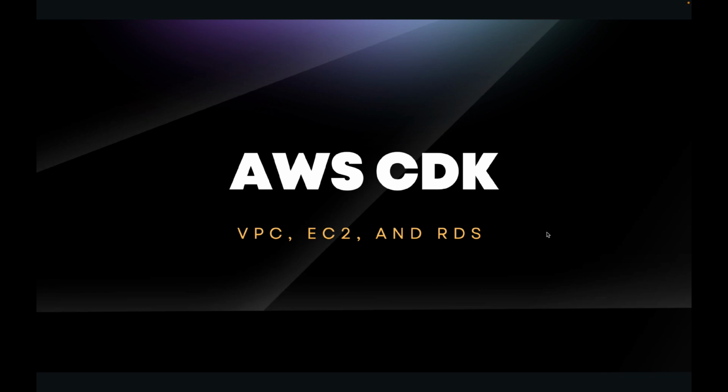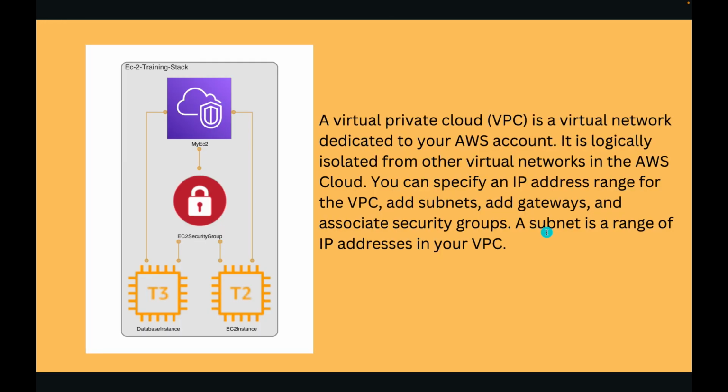Hi everyone. So in this fourth and last video, we'll be creating VPC, EC2 and RDS. Now VPC is a virtual private cloud dedicated to your AWS account. It is logically isolated from other virtual networks in the AWS cloud. You can specify an IP address range for the VPC, add subnets, add gateway and associate security groups. A subnet is a range of IP addresses in your VPC.